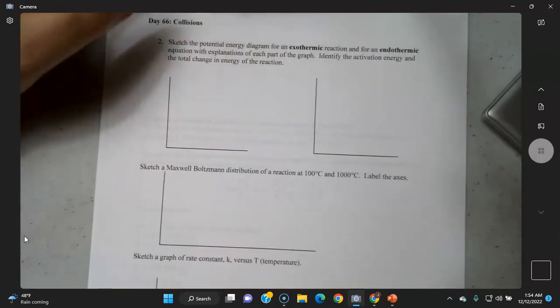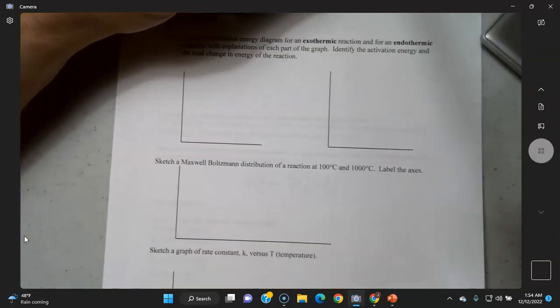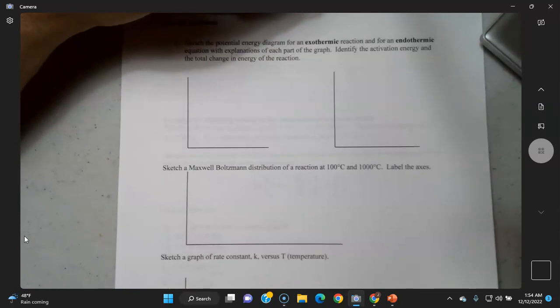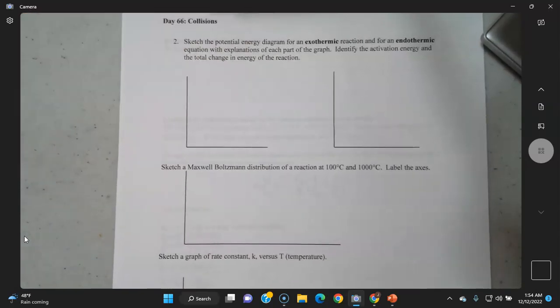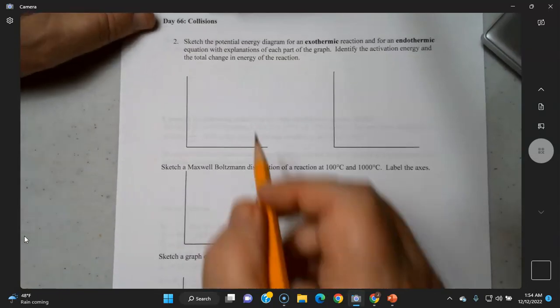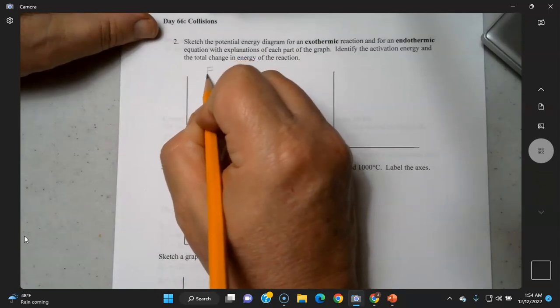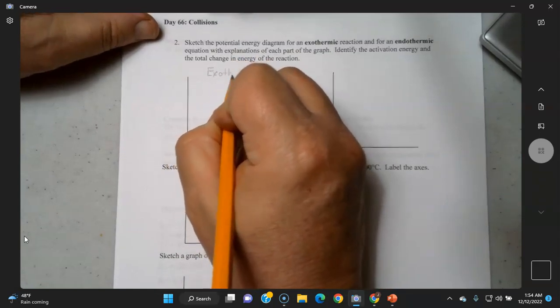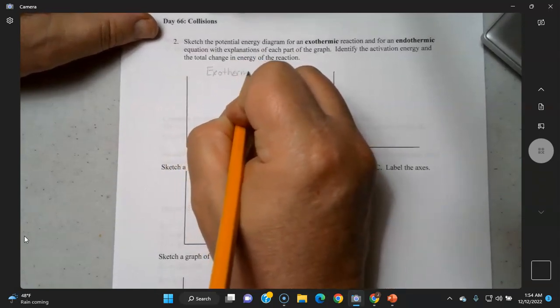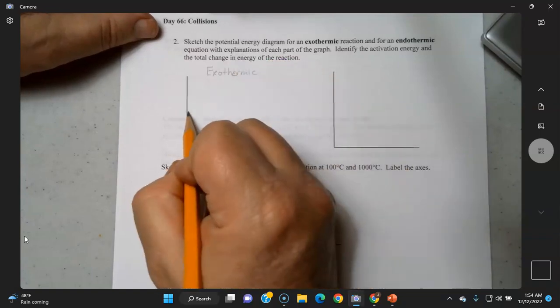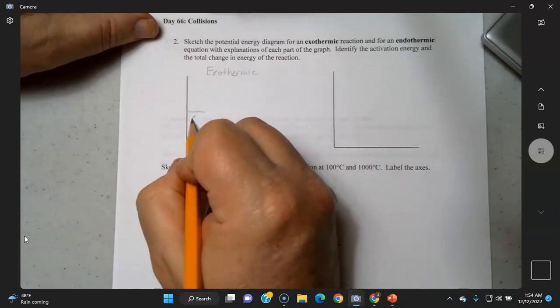Okay. Sketch a potential energy diagram for an exothermic and endothermic equation with explanations of each part of the graph. Identify activation energy and total energy in the energy reaction. Okay, so we're going to start with exothermic. It's going to start right here with some reactant. You can just say it's a single reactant A.